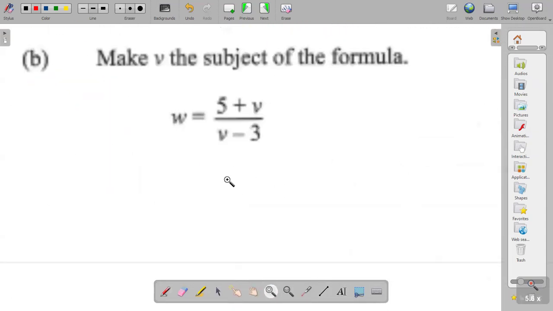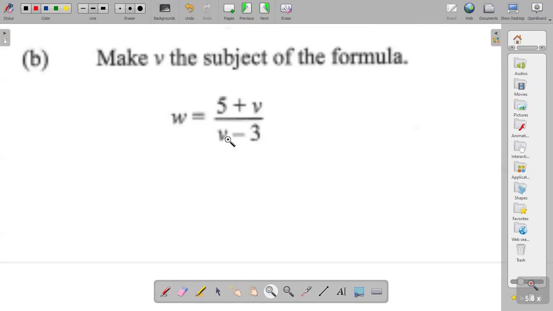All right, look at this. This is very hard. It isn't really, really hard, but I'm going to tell you why it's hard. Do you know what to do for this? Make V the subject of the formula. Why is this question hard? Anybody realize that there's a V in the numerator and the denominator? Anytime there's a V in the numerator and the denominator, tell yourself that's a lot of work.